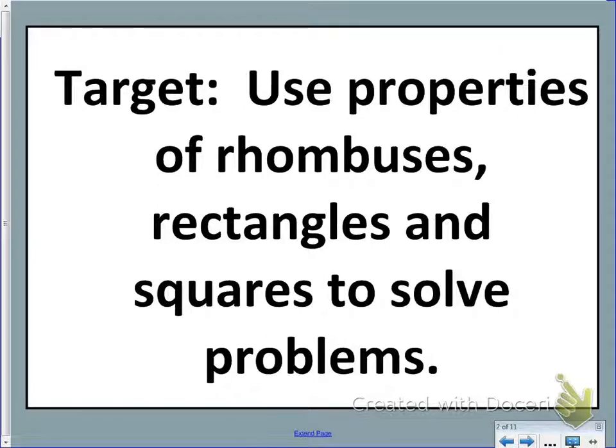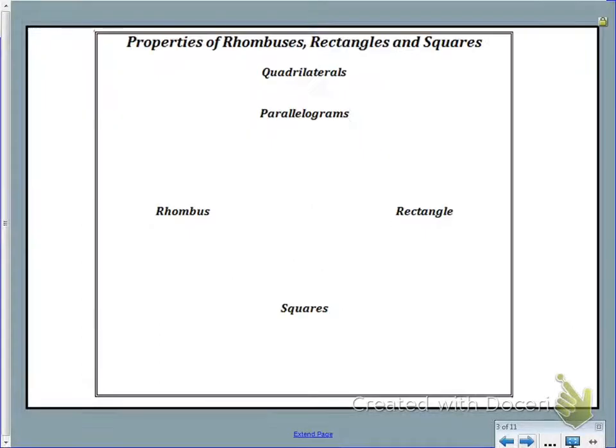Welcome, geometry students. Today we're going to learn about how to use properties of rhombuses, rectangles, and squares in order to solve problems. So the first thing we need to discuss is how these different quadrilaterals relate to one another. We kind of have a hierarchy here, where as we start at the top, we're the least specific, and as we go down, we're getting more specific. So we're adding more details to our picture here.